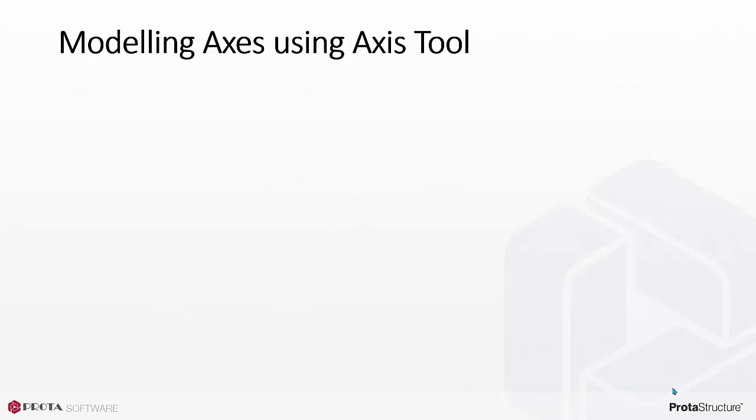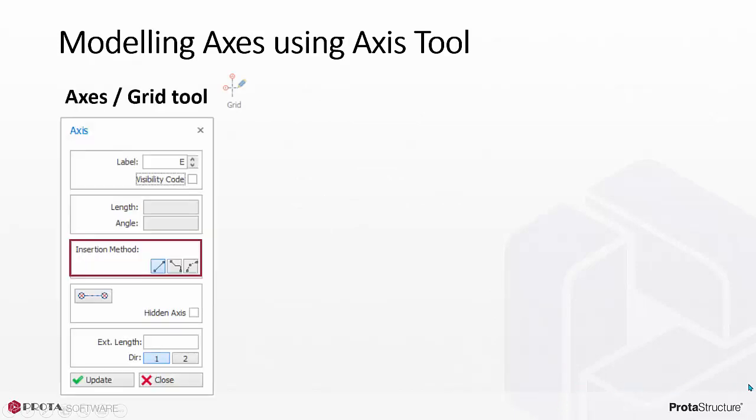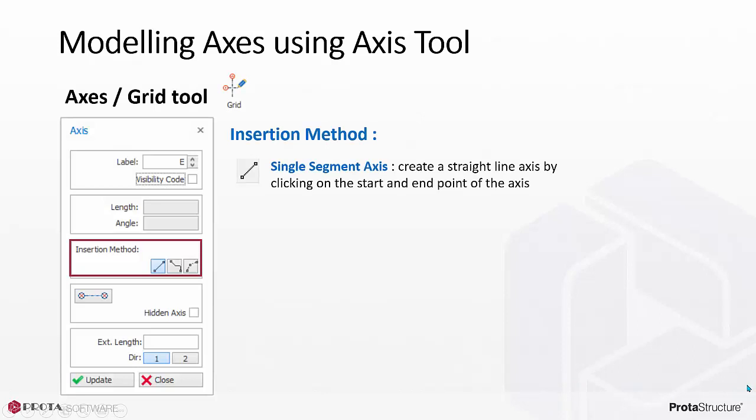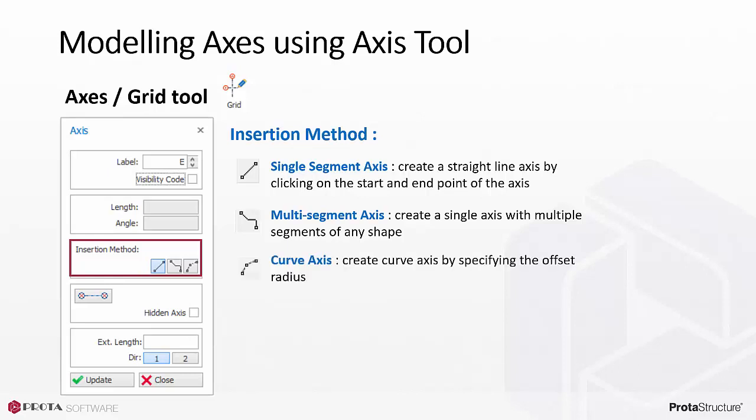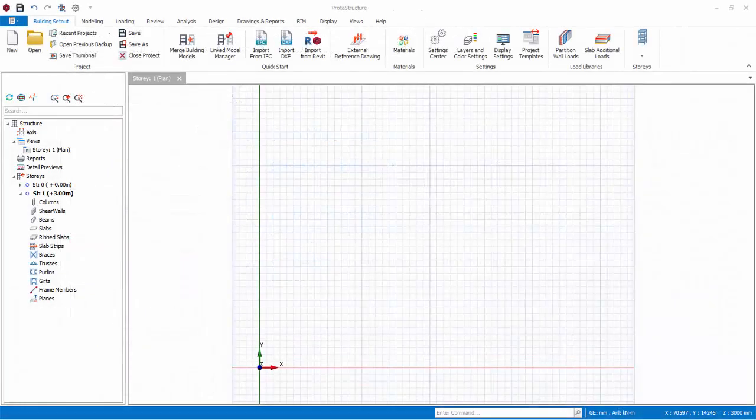Modeling axes using axis or grid tool. There are three insertion methods for creating an axis. Single segment axis. Create a straight line axis by clicking on the start and end point of the axis. Multi-segment axis. Create a single axis with multiple segments of any shape. Curve axis. Create curve axis by specifying the offset radius.